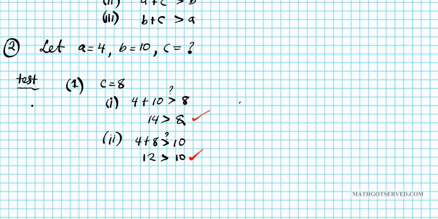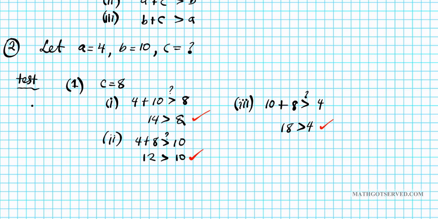Next step is test number 3. The question here is, is B plus C greater than A? Is 10 plus our C candidate of 8 greater than 4? That's the question. 10 plus 8 is 18. Is 18 greater than 4? It certainly is. So this option 1 passes all three tests.